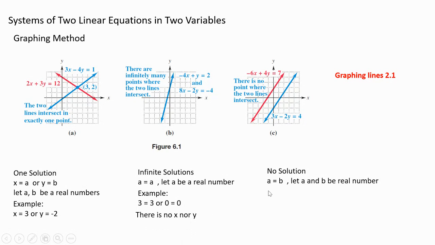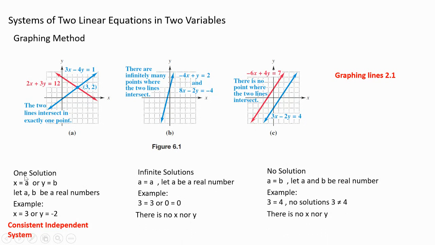And for the no solutions, it's the same thing, a equals b. Let a and b be real numbers, which means these can be any numbers. But if you notice, the numbers are not going to be the same. Example, 3 equals 4, right? That's not true, because 3 does not equal 4. That means that at the end, when there's no x or y, this is going to be no solution.